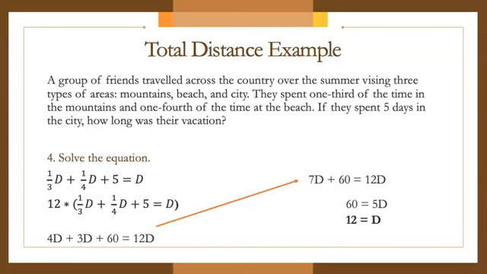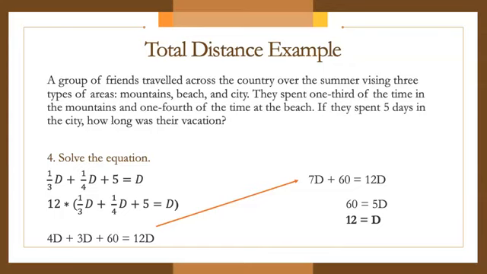We use the distributive property, so 12 times 1/3 D is going to be equal to 4D. 12 times 1/4 times D is going to be equal to 3D. 12 times 5 is 60, and then 12 times D is equal to 12D. Simplifying by combining like terms on the left-hand side of the equation gives us 4D plus 3D is equal to 7D. So the simplified form is 7D plus 60 is equal to 12D.